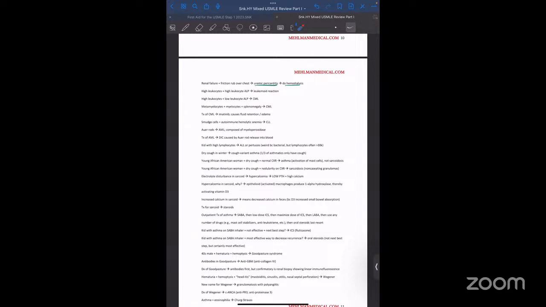Okay. Where was I? Imatinib, a tyrosine kinase inhibitor, causes fluid retention and edema. Smudge cells plus autoimmune hemolytic anemia is CLL. Mnemonic: crushed little lymphocytes, which appear as smudge cells. Then we have Auer rods in AML, composed of myeloperoxidase.